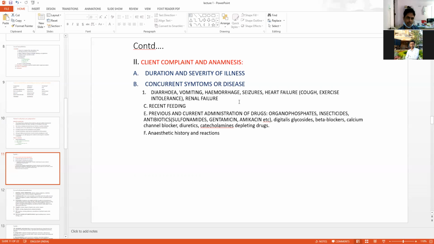administering the anesthetic. And recent feeding: whenever you are going to give anesthetics, in a small animal you keep it off feed for at least 6 hours. But in large animals it is 12 to 18 hours. And in ruminants, the fasting should not be more than 24 hours. So these are some criteria which you have to consider before administration of the different anesthetics.